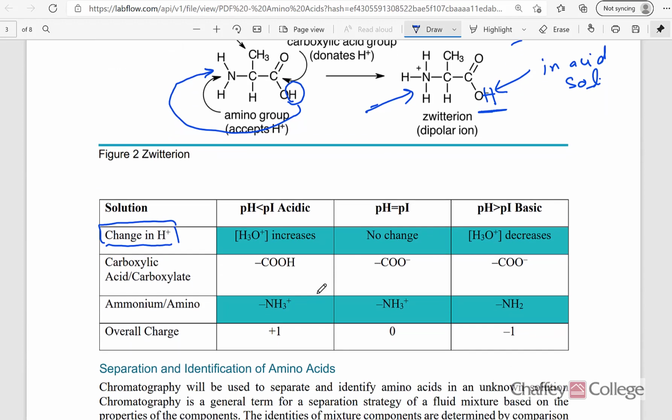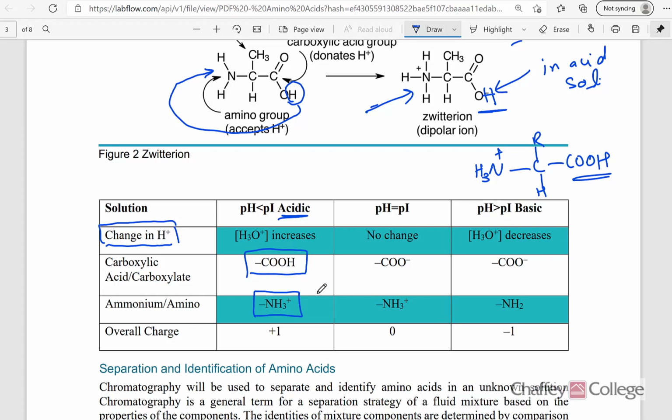So that's what it says. The carboxyl part becomes COOH in acidic solution, but the ammonium or amine part retains its positive charge. So in acid solution, the amino acids will have NH3 positive, but the carboxylate group will become COOH. So it loses its negative charge.